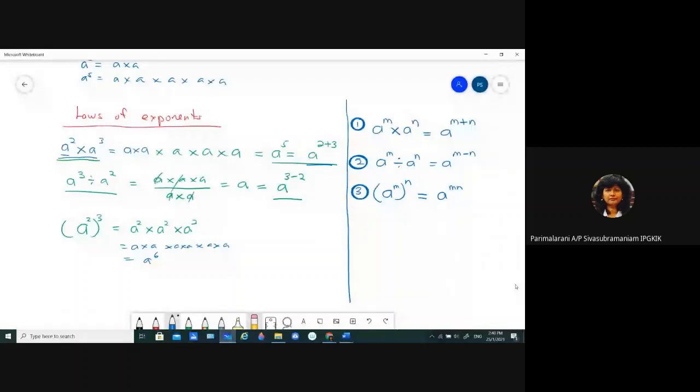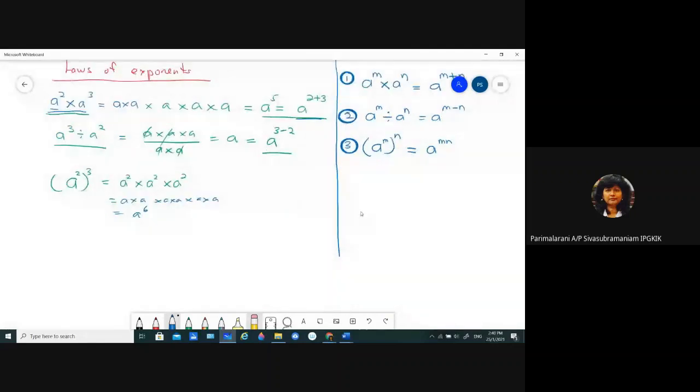Okay, so right now we have three laws already. This is what we're going to use to solve all the questions. Okay, so there's a few more things that you must know. That is a to the power of 0, which you already know. a to the power of 0 is 1.